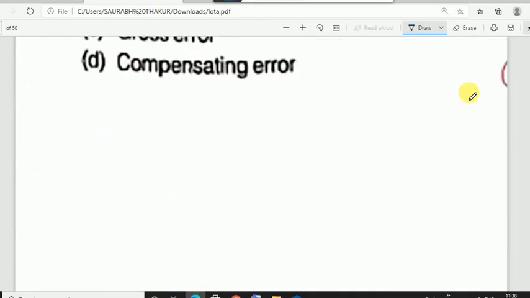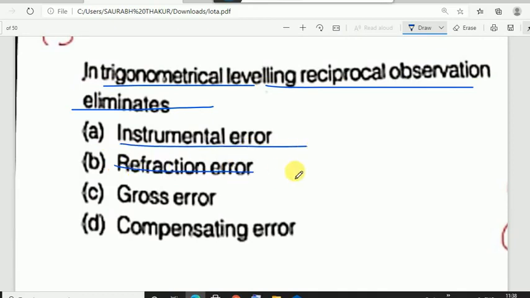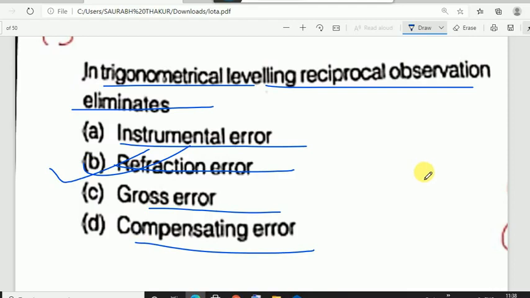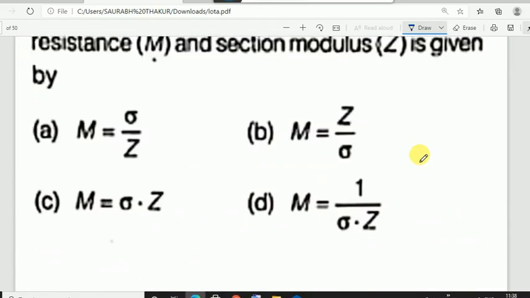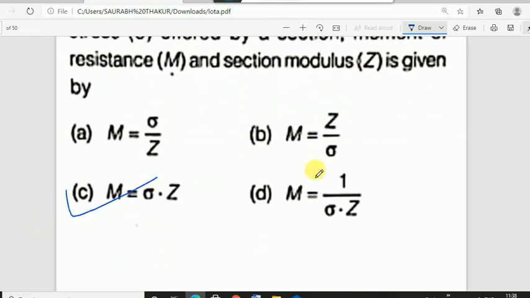Okay. In trigonometric levelling, reciprocal observation eliminates which error: instrumental error, refraction error, cross error, compensating error? It eliminates refraction error. Which of the relations is correct? M equals sigma into Z.